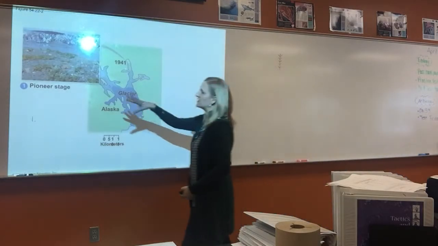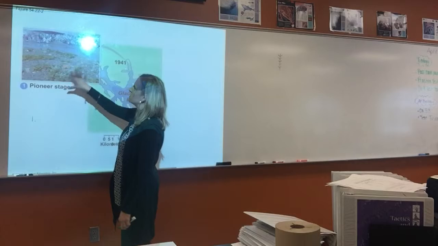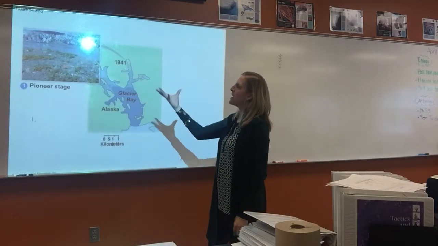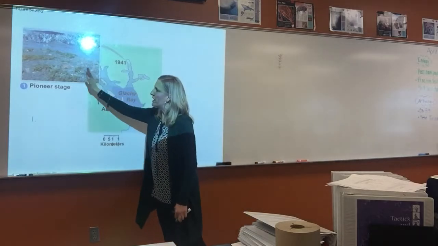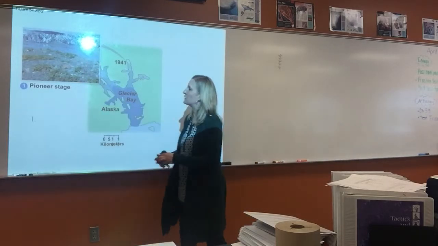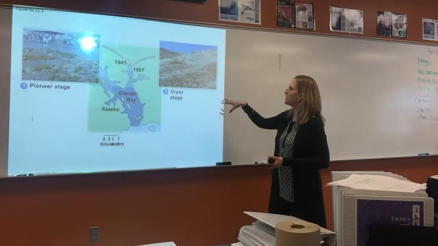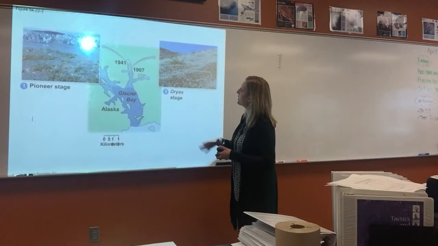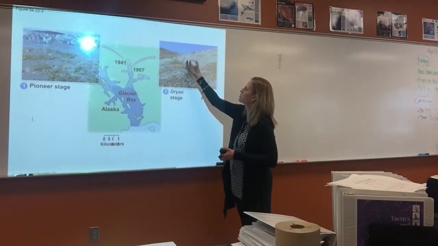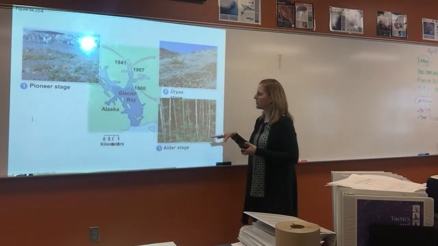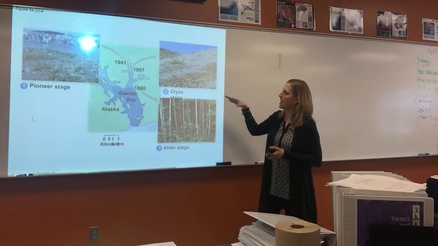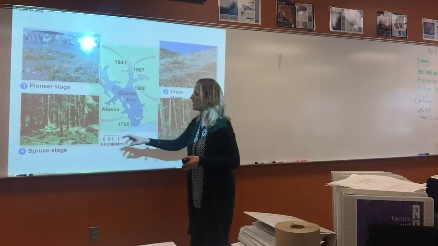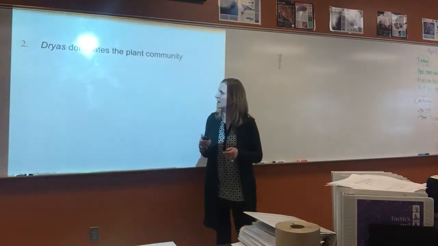So here's our pioneer stage, where we get small organisms helping to make it more hospitable by creating nutrient-rich soil for bigger plants. So here we have the dryas stage, where we have slightly bigger plants. Sometimes we get shrubs and so on in there. Then we get some trees, and eventually even larger trees. And this is what actually happened in Glacier Bay, so you get your spruces at the end.